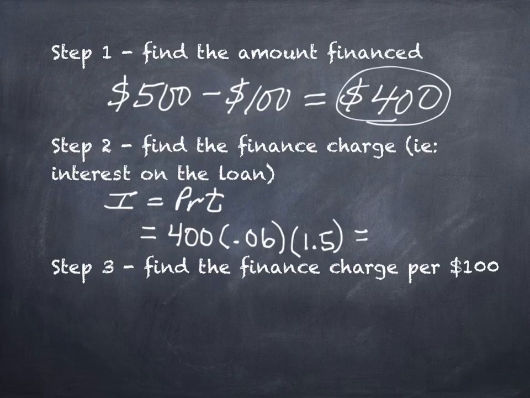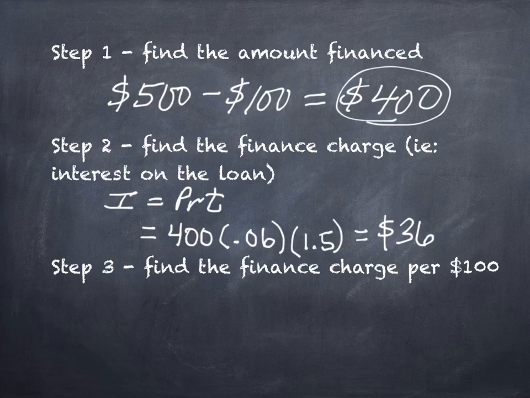Now find out for me, what is 400 times 0.06 times 1.5? 3,600. I think that's too high. It's 36. I think you left a decimal off maybe, Tyler. Okay, so they're going to end up paying $436.